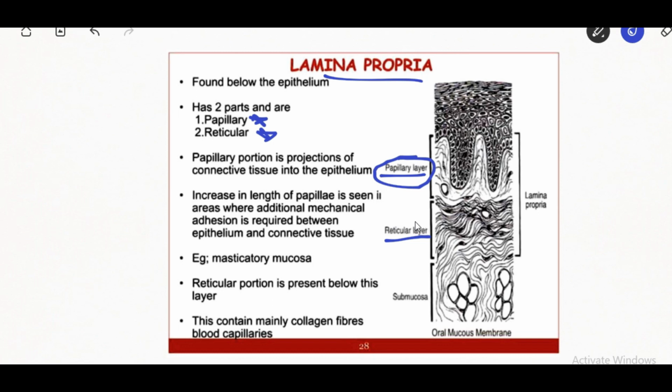The reticular portion is named because of reticular fibers. So the papillary portion is the projection of the connective tissue into the epithelium. Below this layer is the reticular portion that contains mainly collagen fibers, blood capillaries, etc.